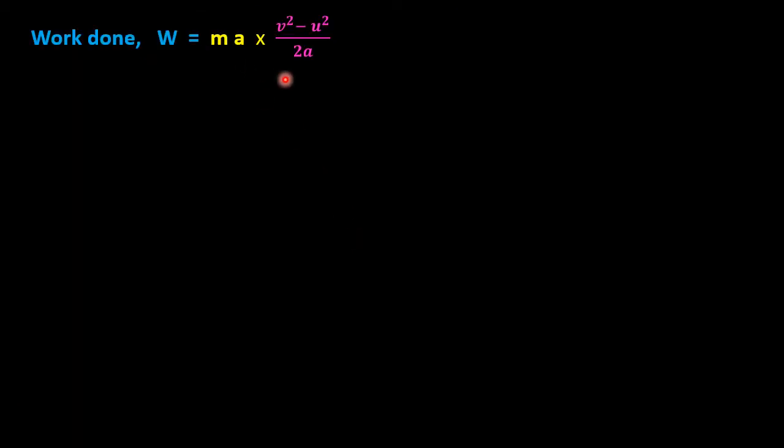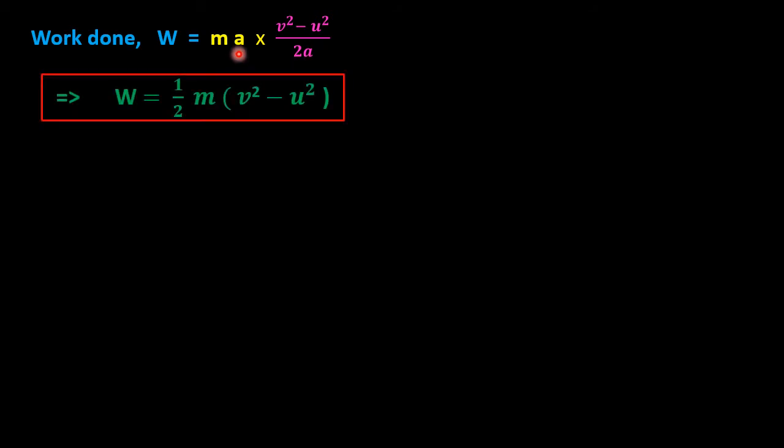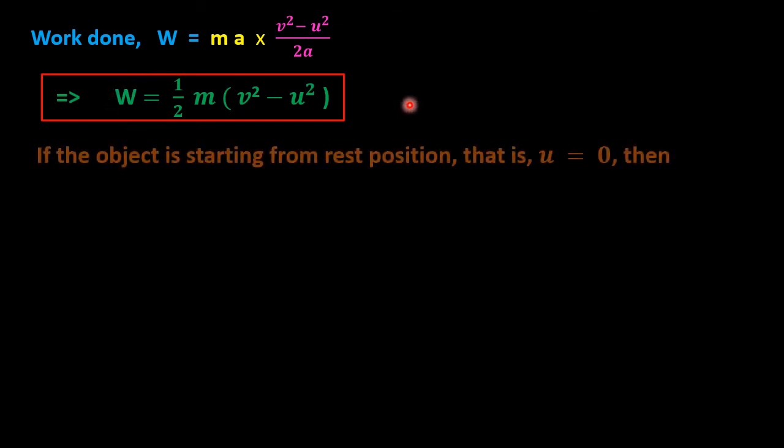So we have got this expression. Now here we cancel the acceleration a, and the remaining will be half m into the bracket v square minus u square. So this is the work done. But if the object is starting from the rest position, then its initial velocity u will be 0. If we replace u by 0, the expression reduces to W equals half m v square, because the initial velocity is taken as 0.